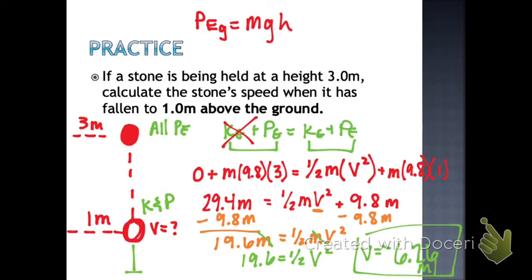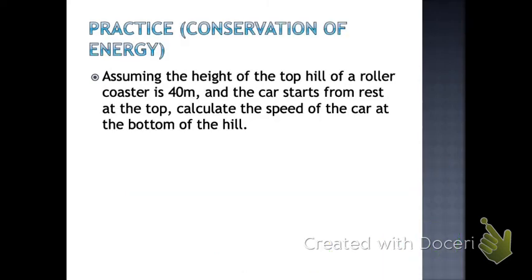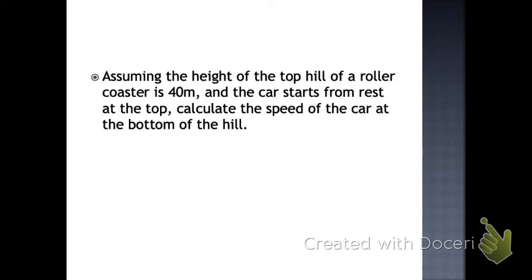Assuming the height of the top hill of a roller coaster is 40 meters and the car starts from rest, calculate the speed of the car at the bottom of the hill. So I like to draw a mini little diagram here just to give me an idea of what's happening. You don't have to necessarily, but here's my roller coaster, right? And I want to find out what's its velocity here.